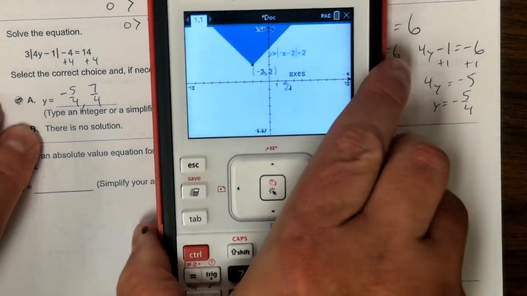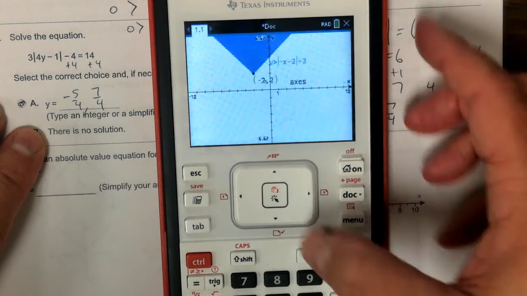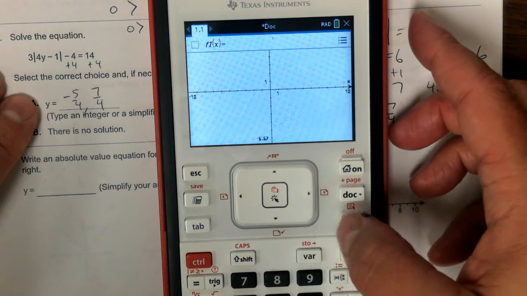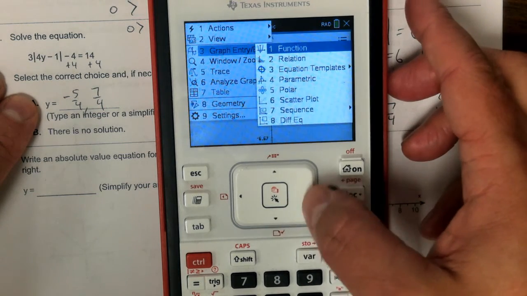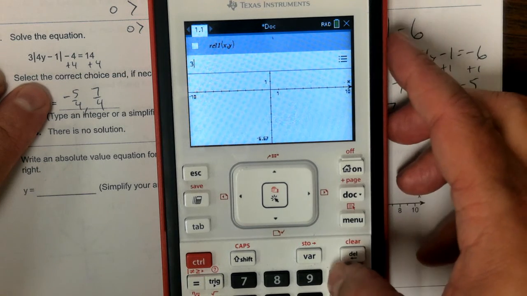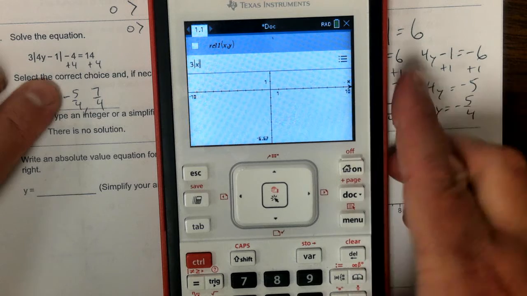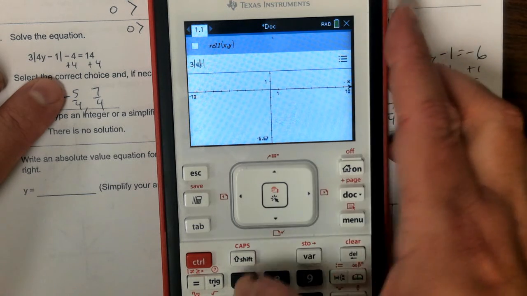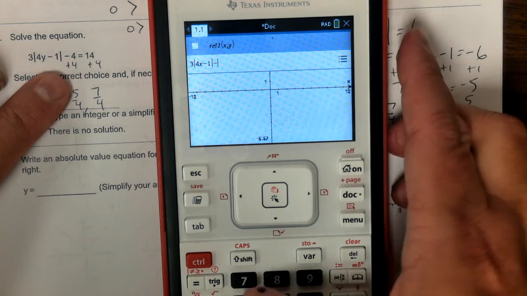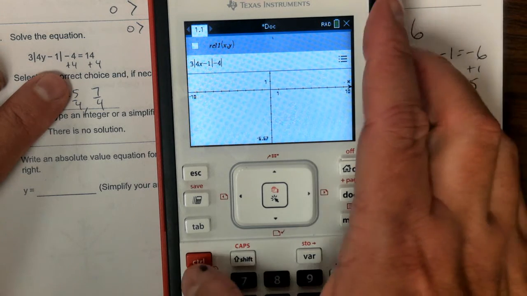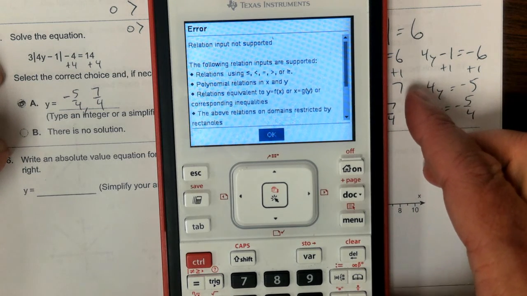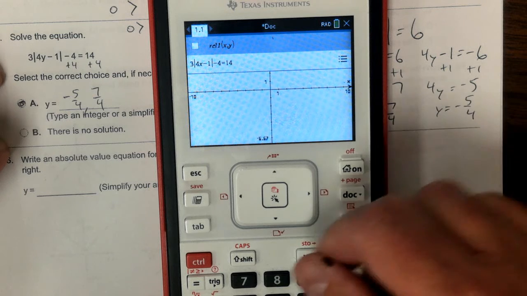Also, to double check that there are 2 solutions to this one, it'd probably be a good idea to graph it. Menu, graph entry, relation, 3 absolute value x, 4x, minus 1, minus 4, equal 14. Whoops, made a mistake right there.